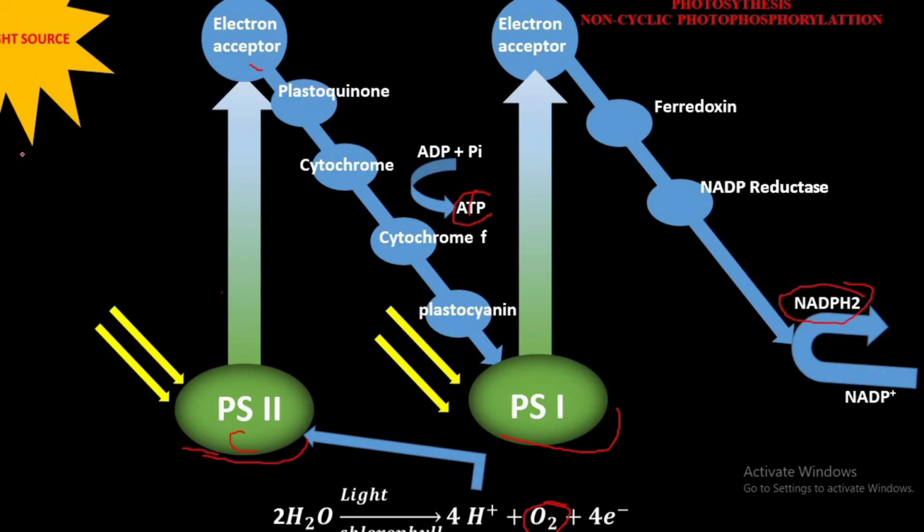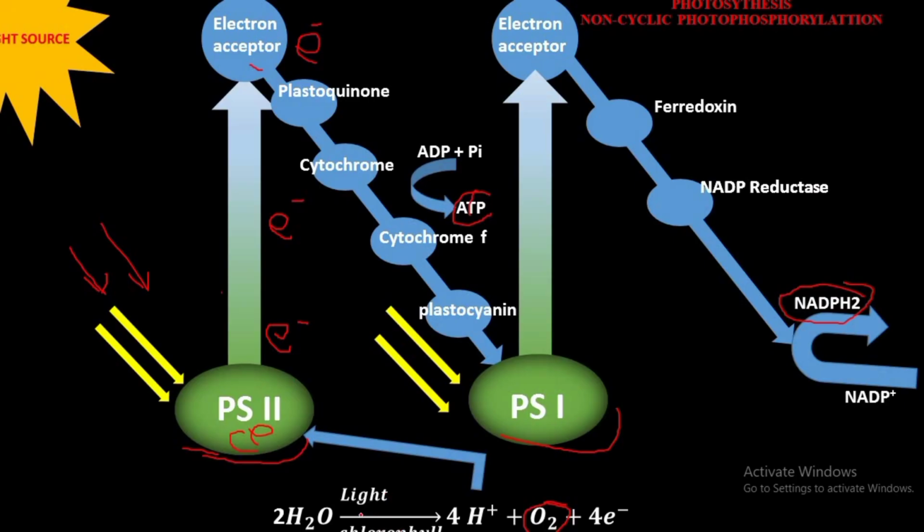Light energy from the sun, as indicated here, strikes photosystem 2, and this energy excites electrons, raising them to a higher energy level. The excited electrons leave photosystem 2 and move to an electron acceptor. Photosystem 2 gets into an oxidized state, so it becomes unstable, and the electrons that have been lost must be replaced.